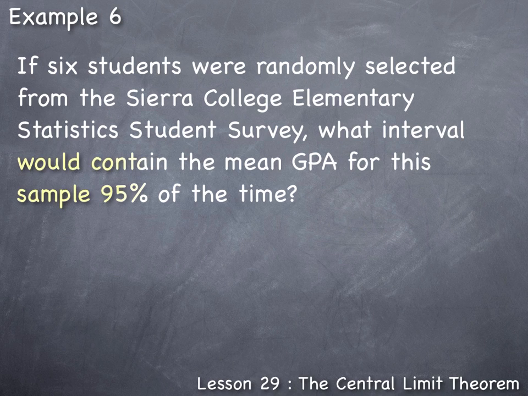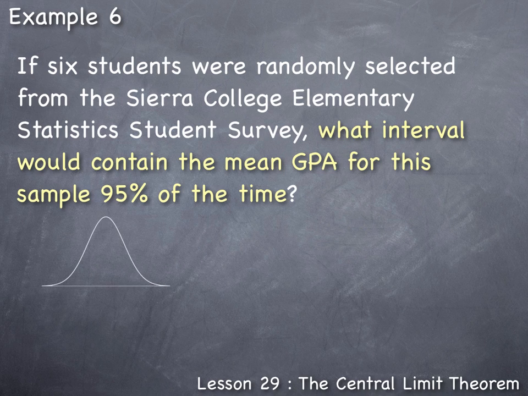So here we're trying to find the interval that would contain the mean GPA, that is X bar, for this sample 95% of the time. Since we're dealing with the sample mean X bar, the results of the central limit theorem apply. Thus we know that the distribution follows an approximate normal or bell-shaped curve.